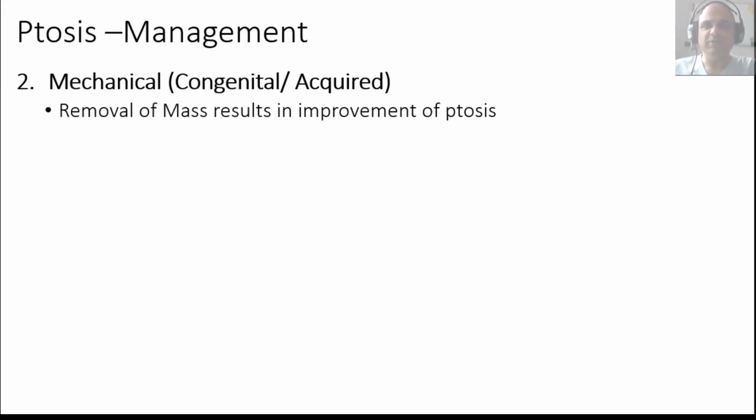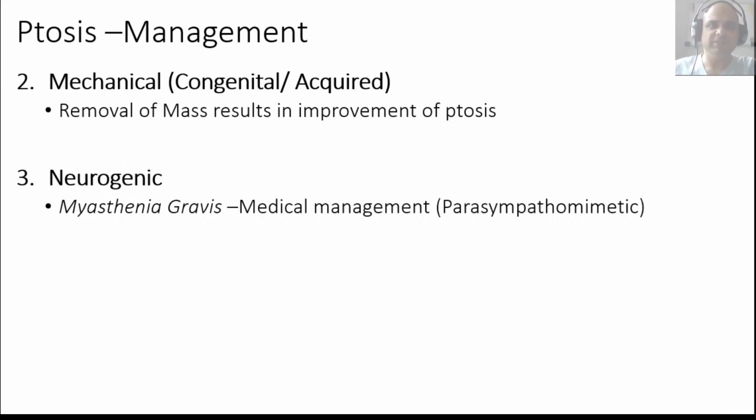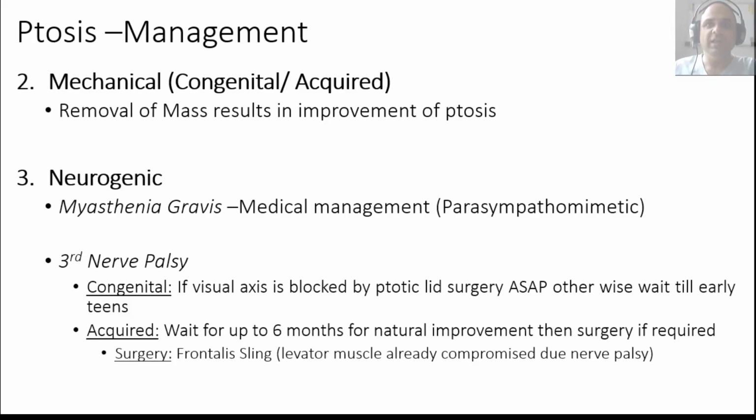For mechanical ptosis, removal of the mass usually results in resolution of the ptosis. For neurogenic and myogenic ptosis, it's usually medical management, with parasympathomimetic drugs. For third nerve palsy, if it's congenital and your visual axis is blocked, again, you need to do surgery quickly; otherwise you can wait until the teens, when the eye and the adnexa are of adult dimensions. If it's acquired third nerve palsy, you wait enough time so that the nervous system can repair as much as possible, which is about 6 months, and then do surgery. And since the levator nerve is non-functioning, the levator function is usually poor, and a frontalis sling is the procedure to do.